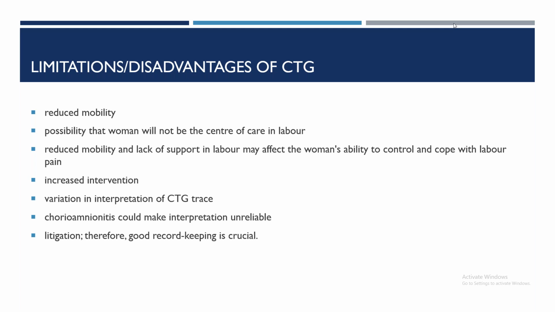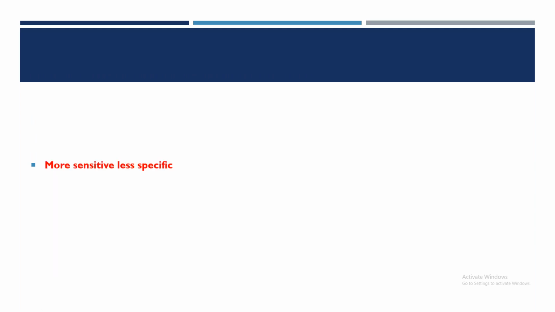So it is very subjective, variations will always be there with a CTG trace. What baseline I may feel is 140, you may not feel the same baseline. You may take it as 125, you may take it as 130. Also, chorioamnionitis could make the interpretation unreliable, and litigation is always high. It is shown as a limitation because many litigations depend on these CTGs, and the only thing which is repeatedly asked in the question is that CTG is more sensitive and less specific.